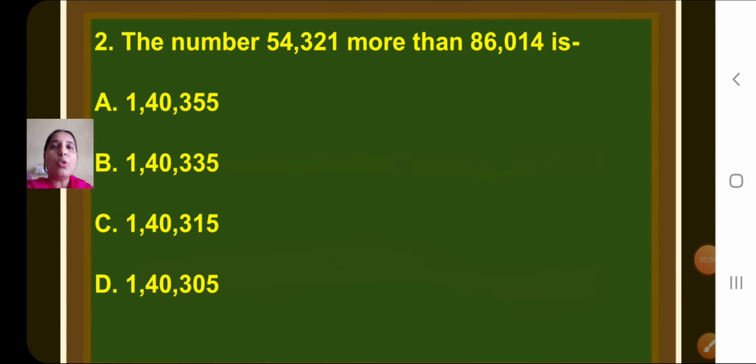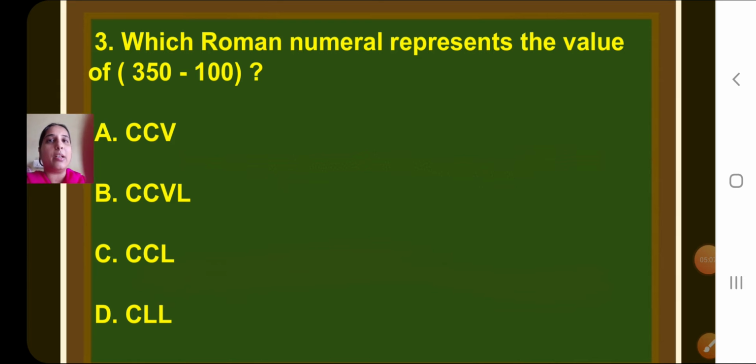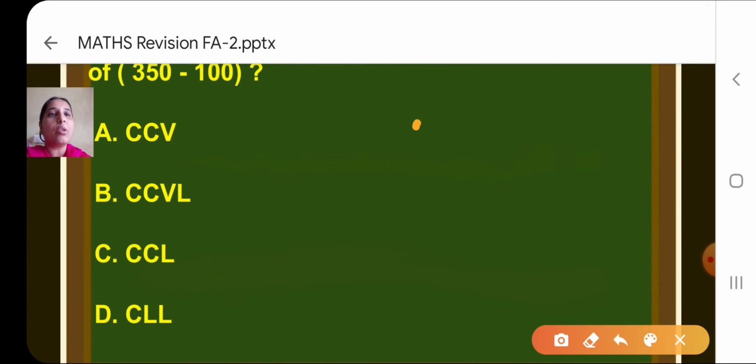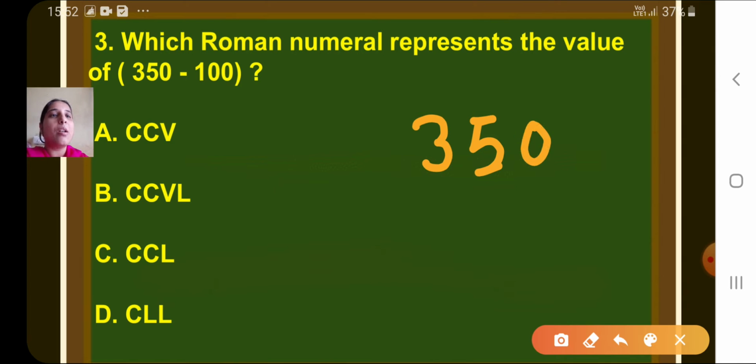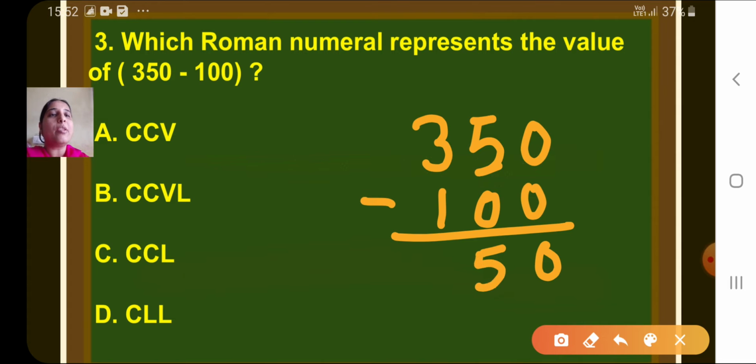Now let's move to the next question, that is question number 3. Question number 3 is, which Roman numeral represents the value of 350 minus 100? First we have to find what we will get after subtracting 100 from 350, and then we have to convert that answer to Roman numeral, because the answer is being asked in Roman numeral. So first let's find out the difference here. 350 minus 100. What will we get, children? 0. 5 minus 0, 5. 3 minus 1, 2.